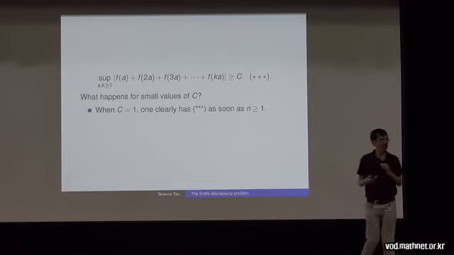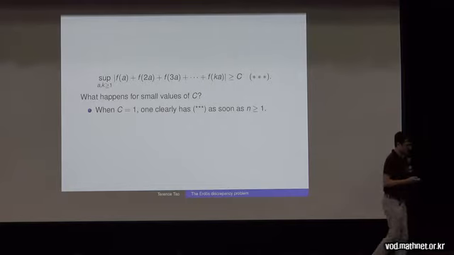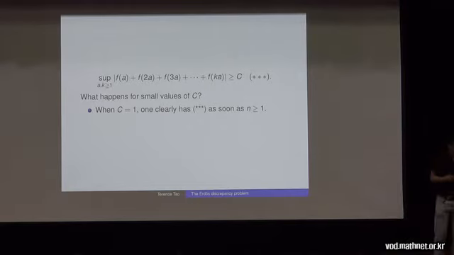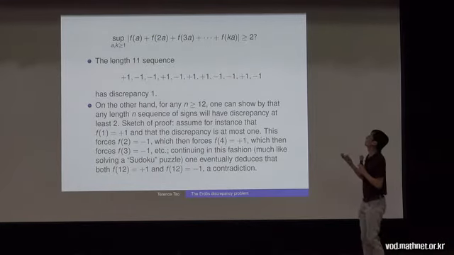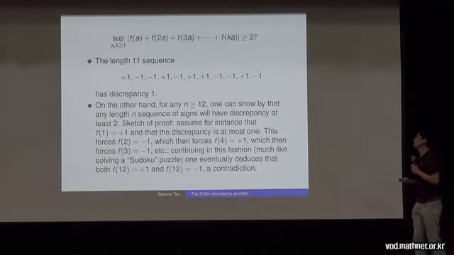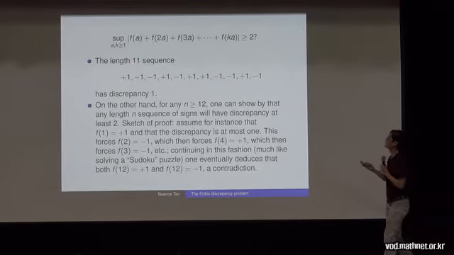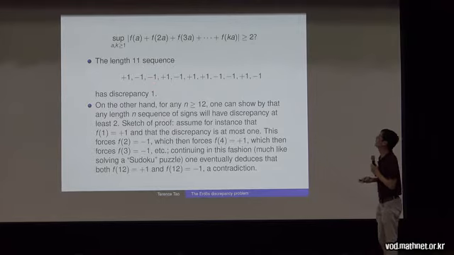And so your discrepancy must always be at least 1 the moment you have even just one term in your sequence. Okay. Now, what about 2? Suppose, how long do you need to make your sequence before the discrepancy has to be at least 2? It takes a short while.